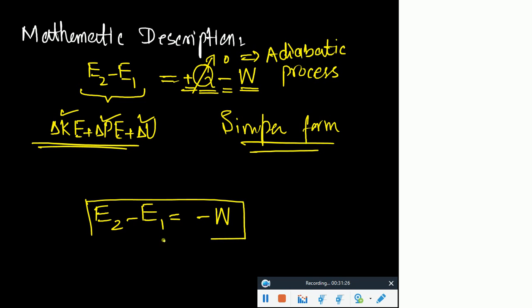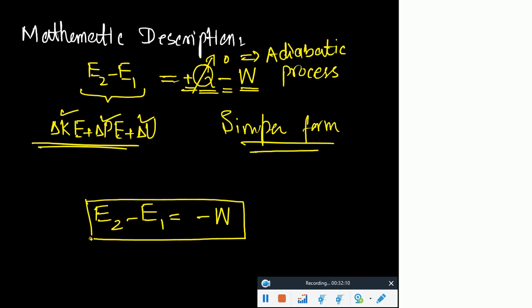That would be equal to whatever the energy content is changed, that is due to the work done on the system or by the system. Okay, remember that. Do you have any question? Now this negative sign is there in the mathematical description. Now you need to put minus of, let's say, 2 joules if the work is done by the surrounding on the system, right? So if it is positive, that negative sign would be there.